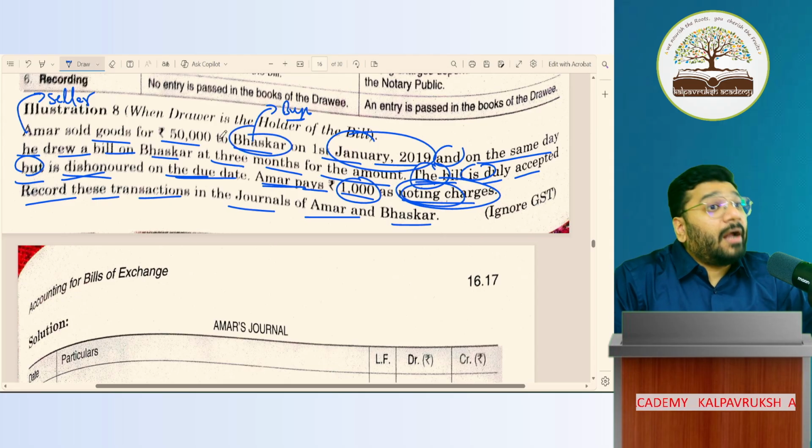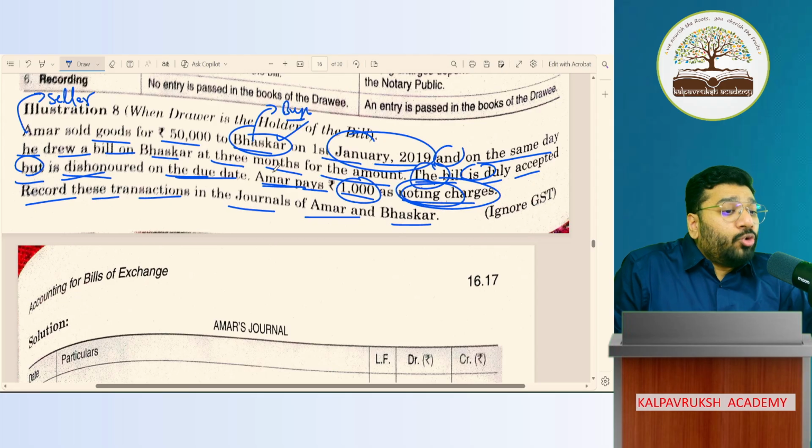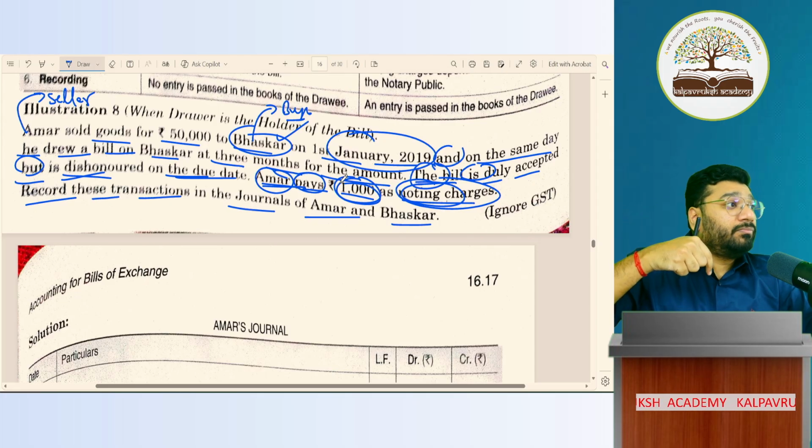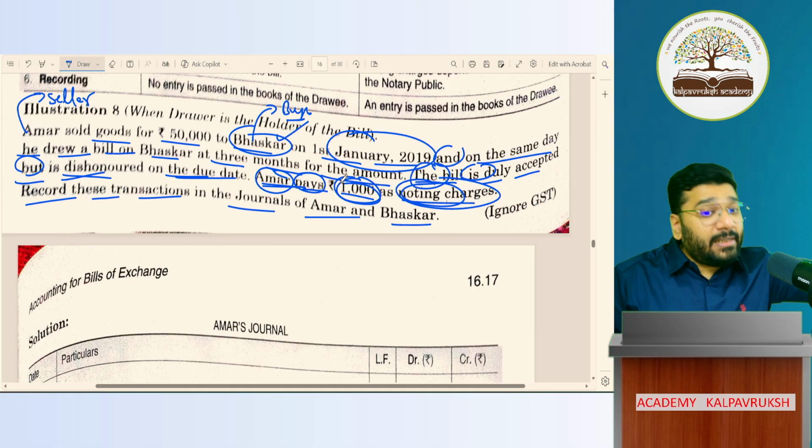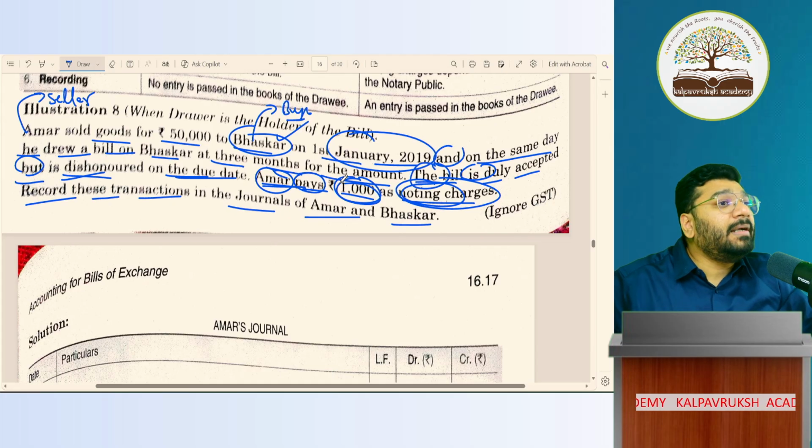Non-payment, so ultimately, dishonouring charges, who has to bear? Buyer has to bear. Who is paying the money as of now? Amar is paying, the seller is paying as of now, because he has got the notary public along with him. But ultimately he'll recover from whom? Ultimately we have to recover from the buyer only. Got it? Not got it?